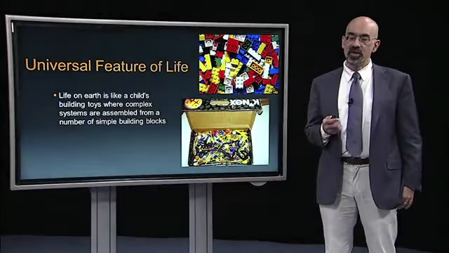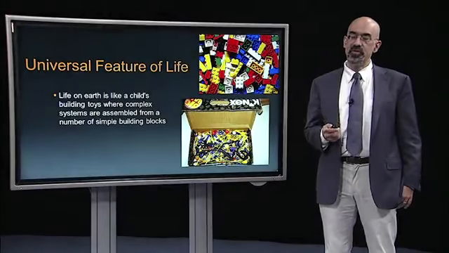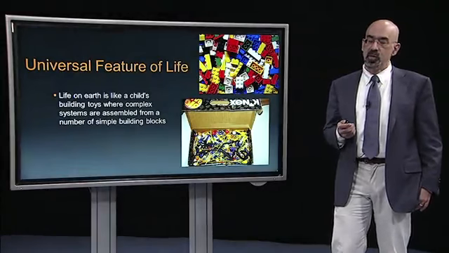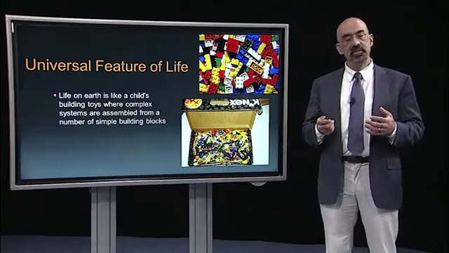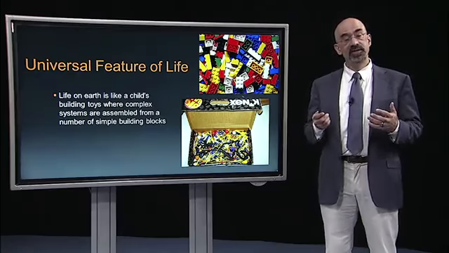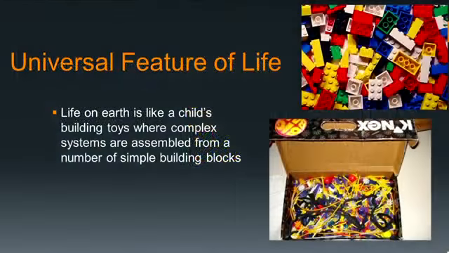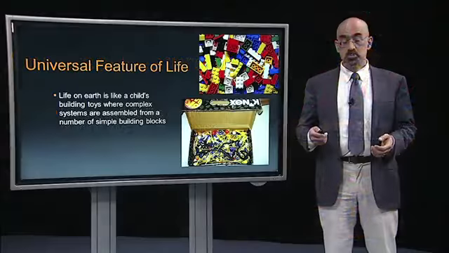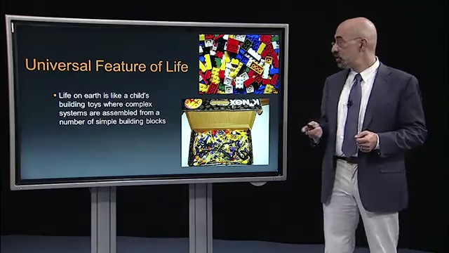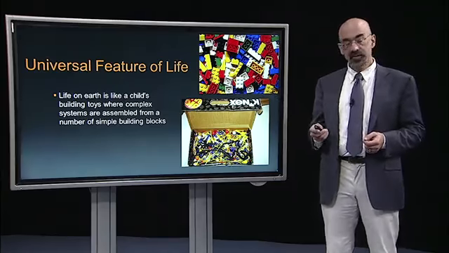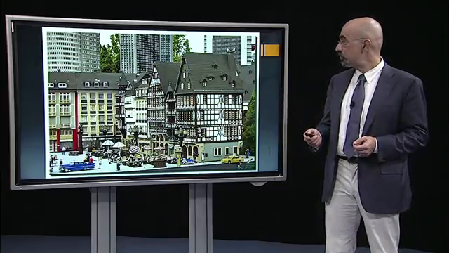Life on Earth seems to have a number of universal properties. One of those properties is living things tend to make complex structures out of simple building blocks. In many ways, life is like a child who has a set of Legos or Connects or Lincoln Logs or whatever favorite building toy you like, and takes these Legos and makes complex structures.